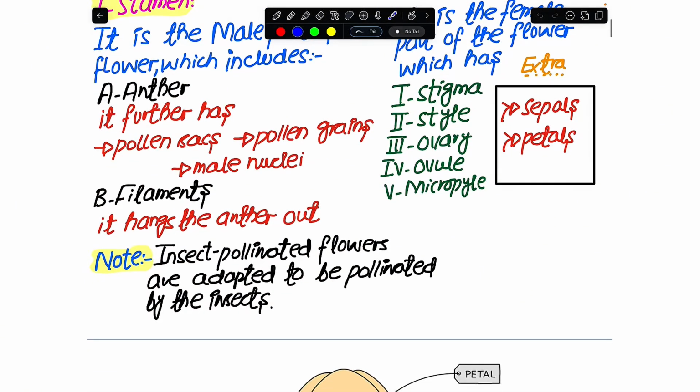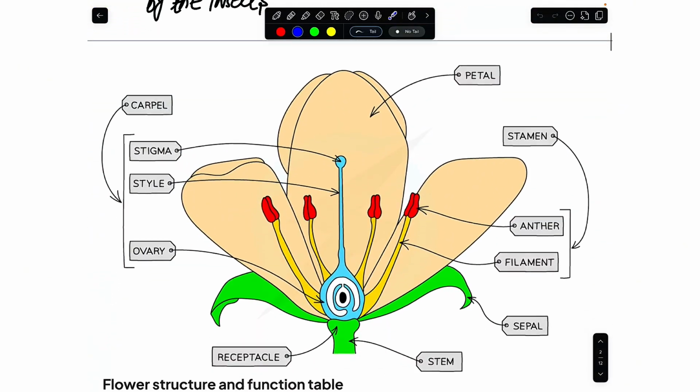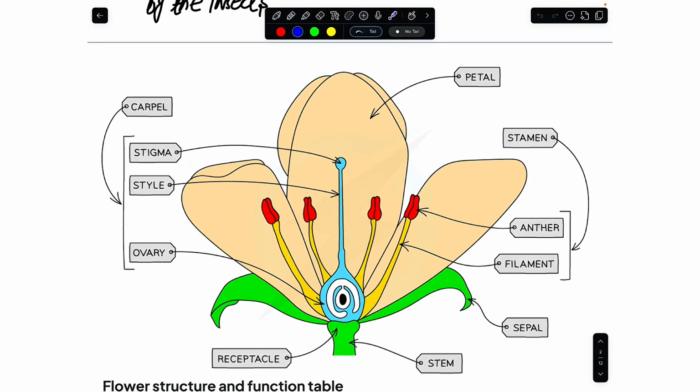If I were to take you to the diagram of this, you see that this is the petal, and for the insect pollinated flower, this would be brightly colored and scented so that it can attract the insects for pollination. At the bottom, we have some greenish structures, and they are the sepals. When the flower is in the bud stage, it requires protection, and that protection is provided by the sepals that we have here.